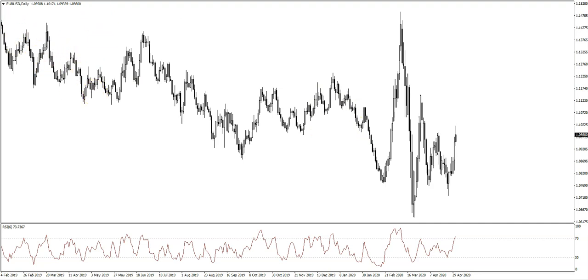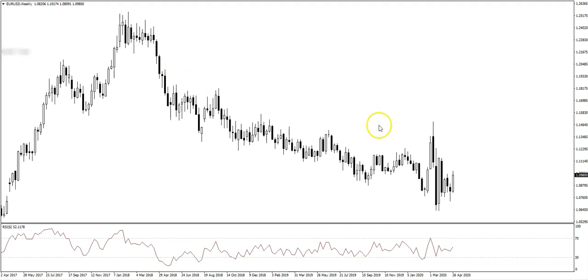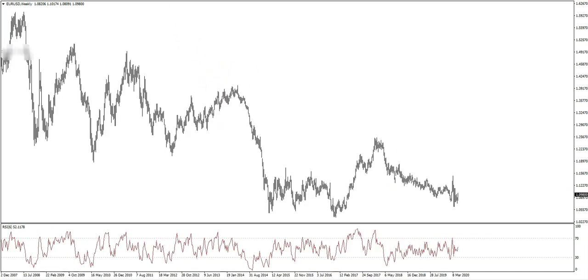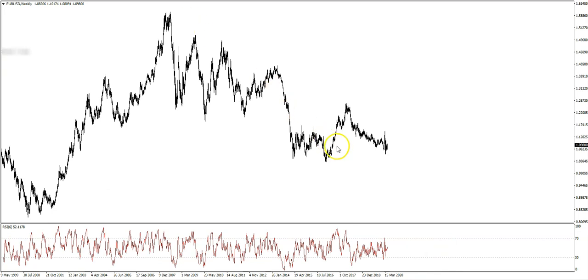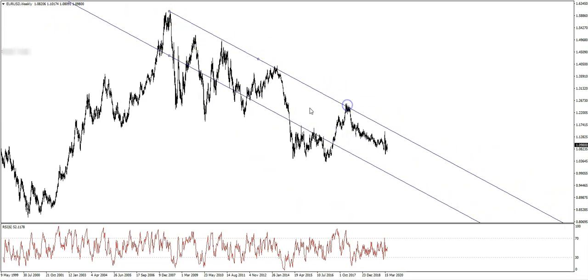So let me just change this a little bit. I'm going back to the weekly chart. If I look at the weekly chart, actually this is a downtrend. And if I were to zoom in even further, the entire market is moving downwards. Okay, so very simply, I will just make a few notes.